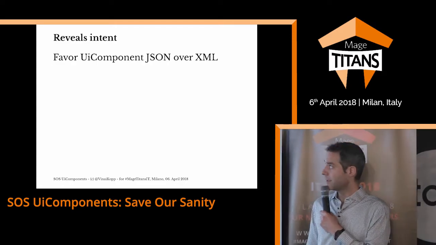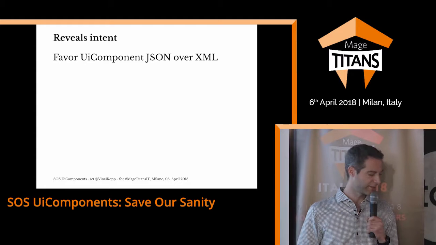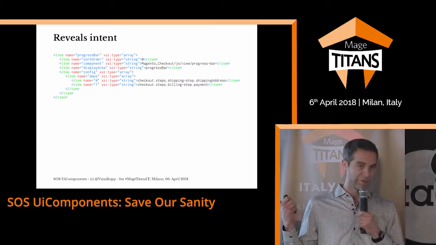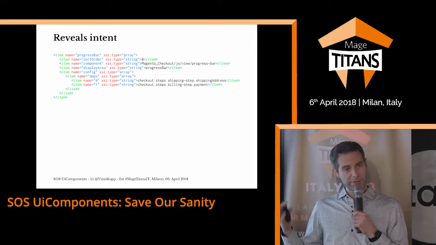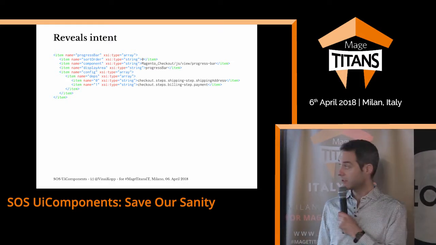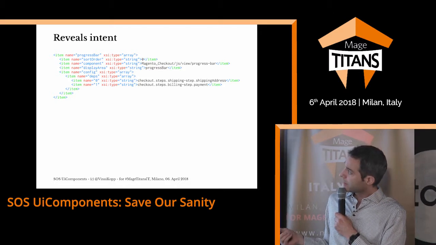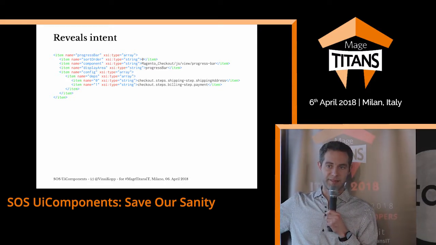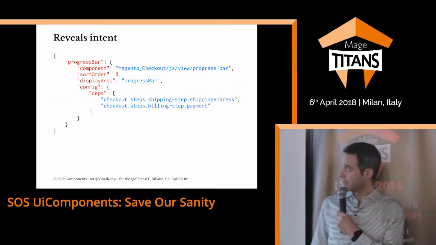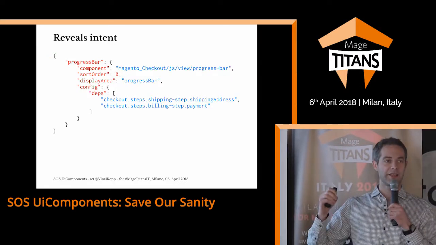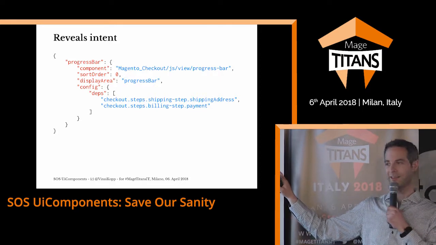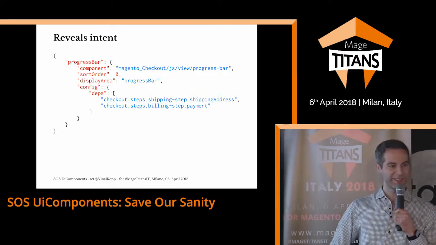And finally, I try to favor UI component JSON when I write UI components myself instead of using XML, because if you look at this, that's a simple part of a UI component configuration here. It's a progress bar, so maybe something out of checkout right here. And just notice the mental effort it takes to parse this. And then compare this to this. And notice how relaxing it is to view this instead, right?